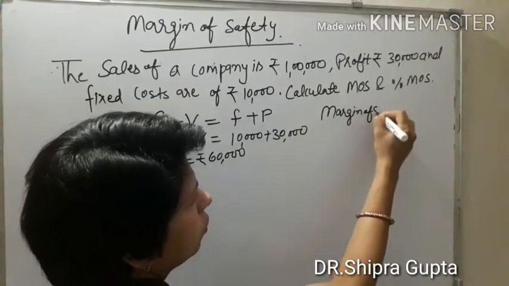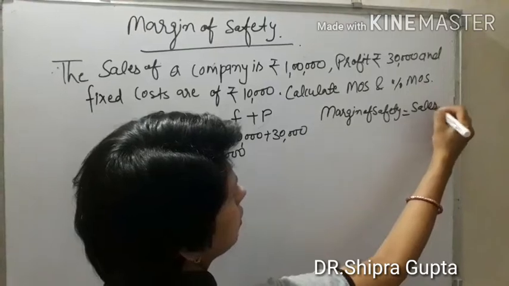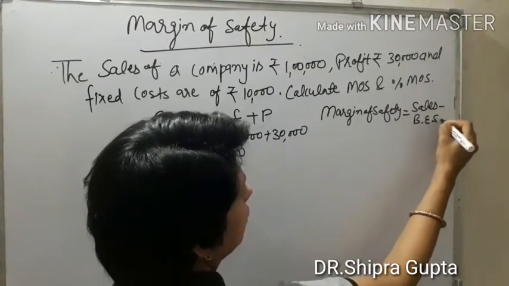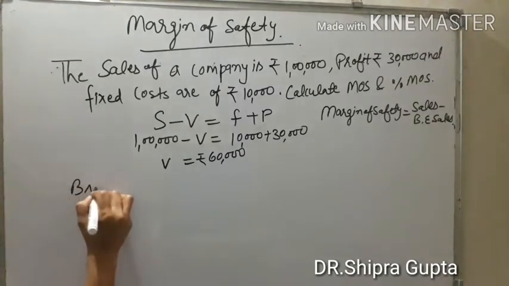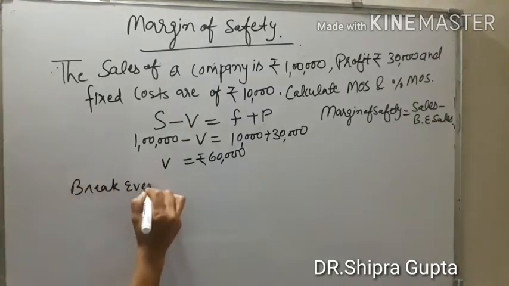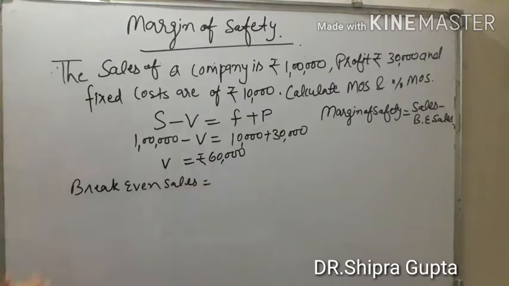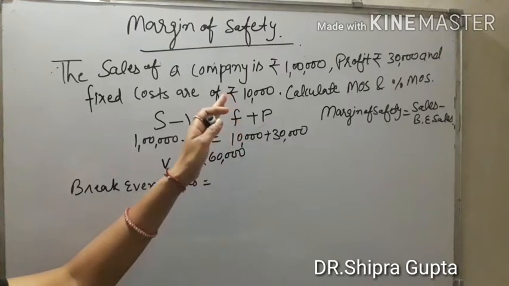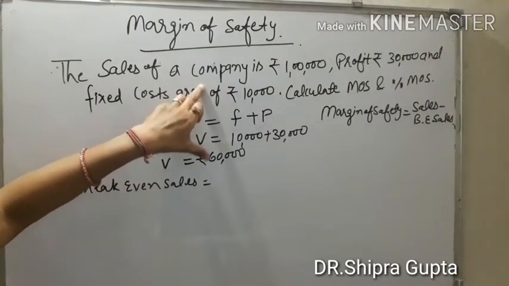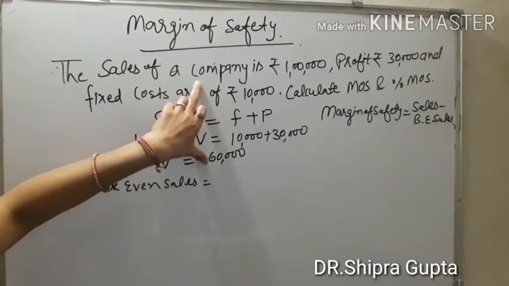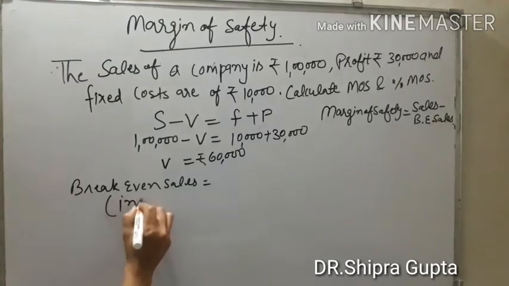Margin of safety, actual sales minus break-even sales. Now we need break-even sales. Here profit is given and sales is given, and sales is not given per unit and variable cost is not given per unit. These items are in lump sum amount. So we will apply break-even sales only in rupees term.